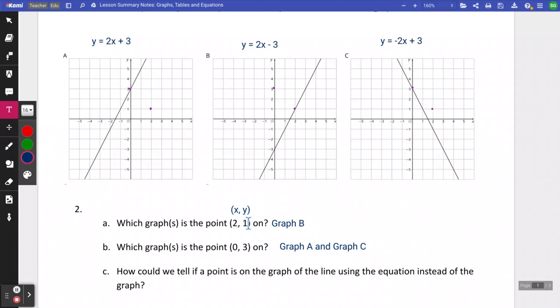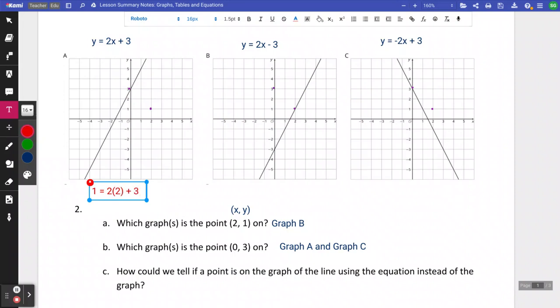So if I wanted to check to see which graph the point (2, 1) is on, I could substitute those numbers in, and notice that where I'm substituting is right above it. I would substitute 2 for x and 1 for y, and check and see if it satisfies the equation. So for example, for graph A, I'll put my work right here under graph A. For graph A, if I substitute (2, 1) into this equation, y is the number 1, so it'll start off 1 equals, and then 2 times x, and x is going to be the number 2, so 2 times 2 plus 3.